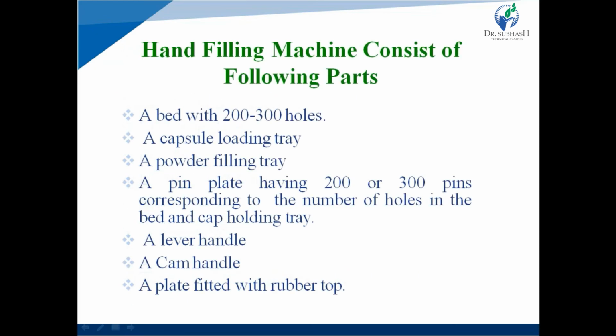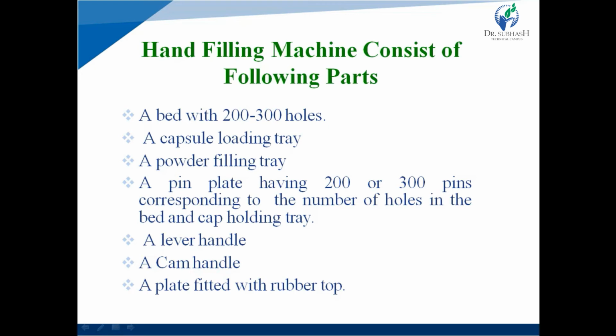The hand filling machine consists of the following parts. First part is a bed with 200 to 300 holes. That means one type of plate is here, containing 200 to 300 holes. Next is the capsule loading tray. In this tray, capsules are present. A second tray is required for the powder filling process.